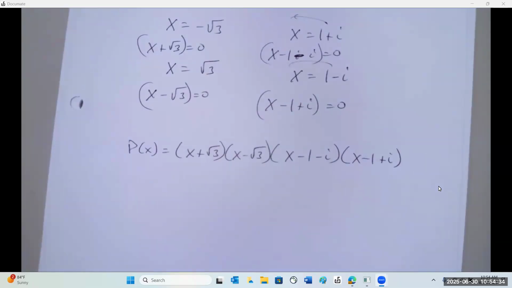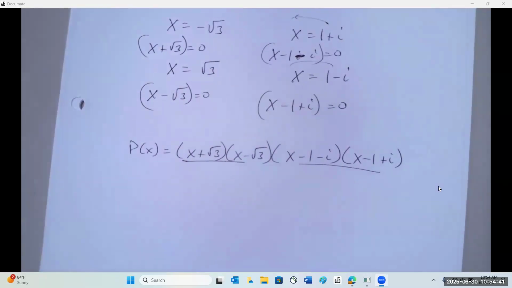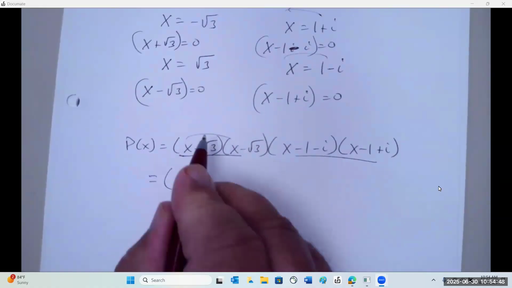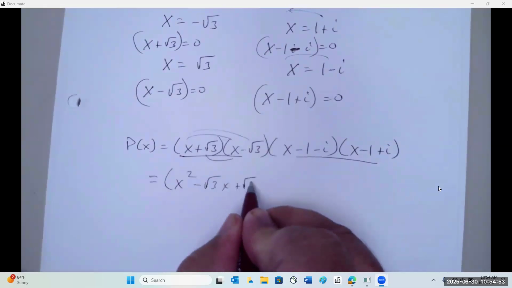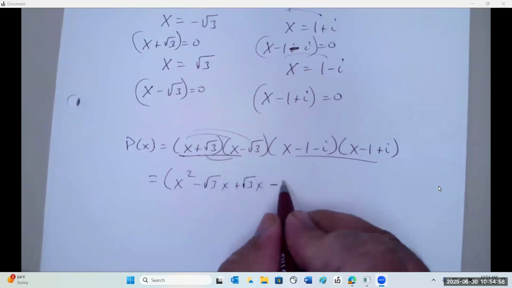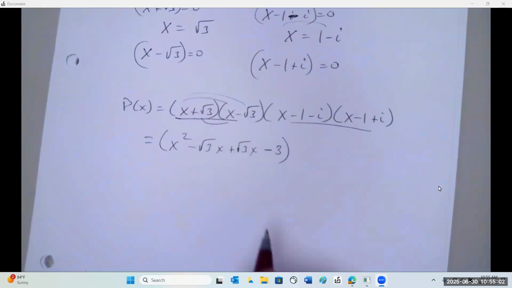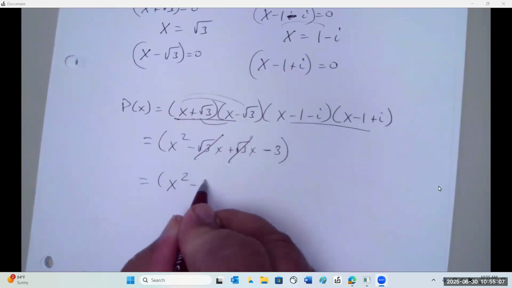So it'll be a degree 4 polynomial. It's asking us to find the polynomial, so we have to multiply these together. X times x is x squared, negative radical 3x, positive radical 3x, positive and negative. Radical 3 times radical 3 is just 3. Those two cancel, so it's x squared minus 3.